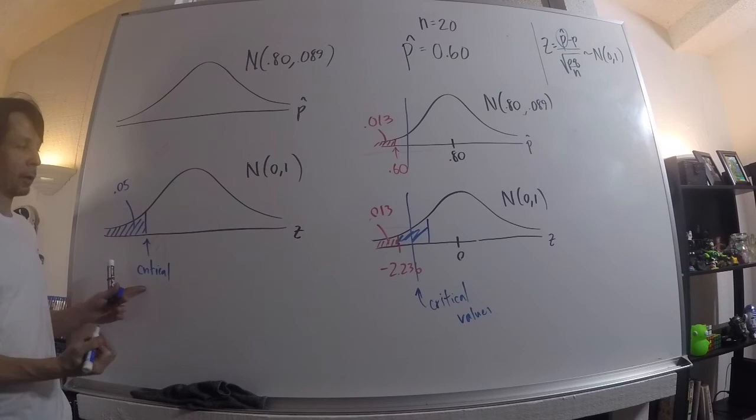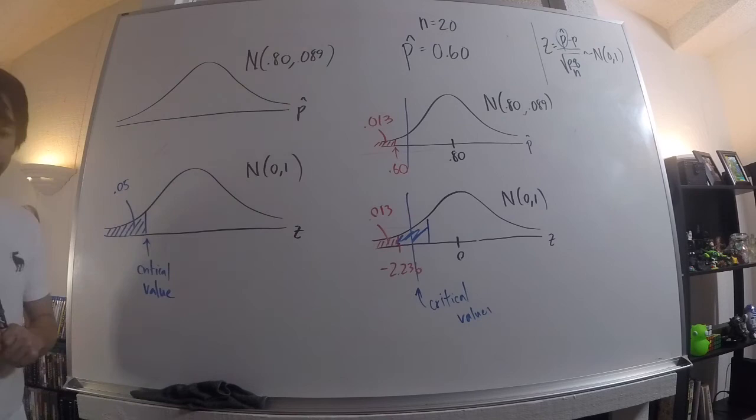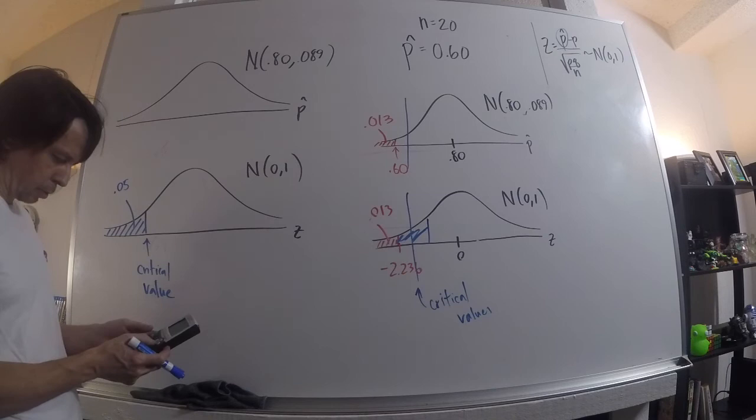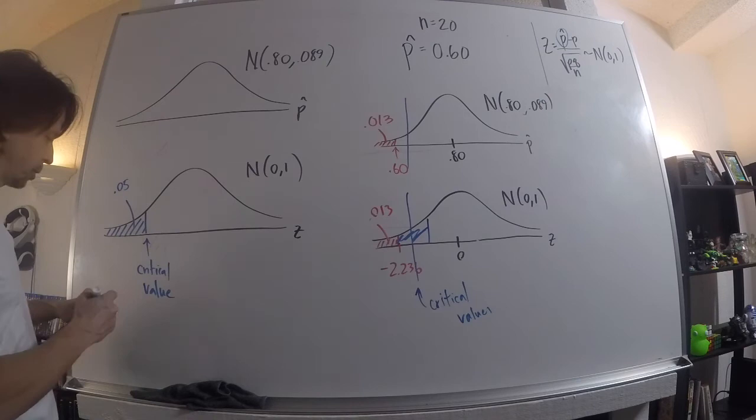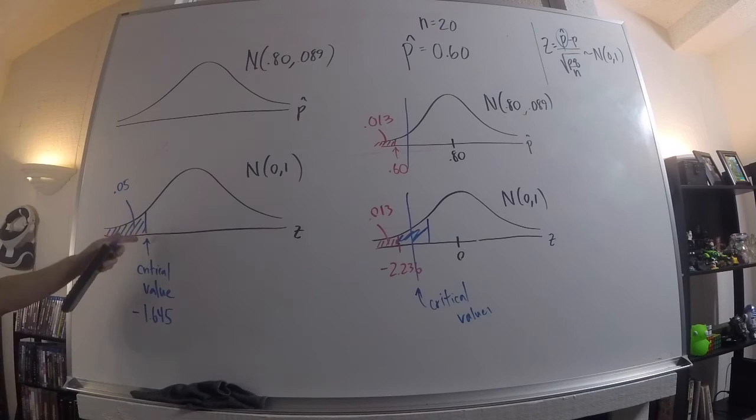And I can find that using inverse norm. I'm going to do that right now. I think I know what that is. That's 1.645, right? Let's just do it. Inverse norm, 0.05. Inverse norm takes the area to the left. Let me just type that in. And I got negative 1.64. Yeah, the negative is actually relevant. Negative 1.645 here. Okay, so that's literally the z-score that cuts off 5% probability to the left.